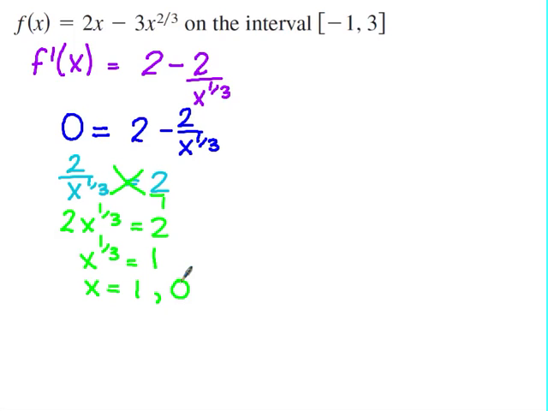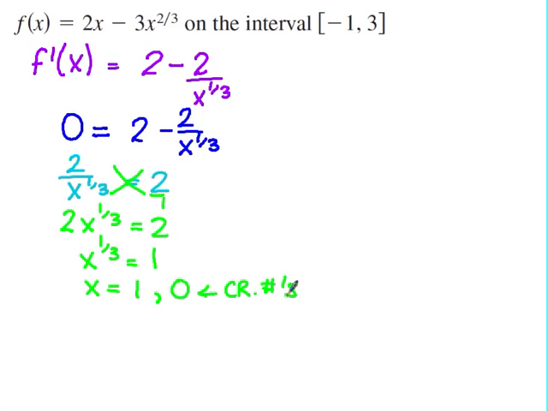So that's one of those things that's really important that you understand. How did you get from the blue step to the green step? This is equals 2, right? So one of the things that we could do is cross multiply if we wanted, or I could just multiply both sides by x to the 1/3. It's the same thing. How did you get x to the 1/3 equals 1 to x equals 1?